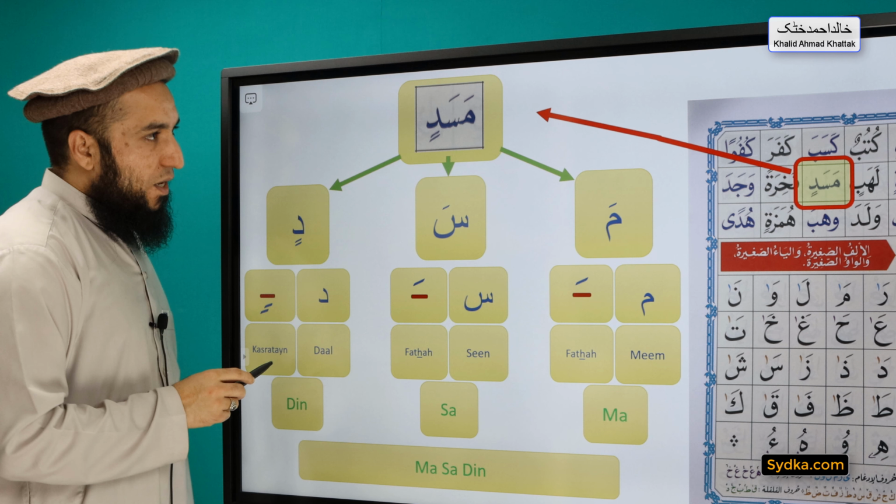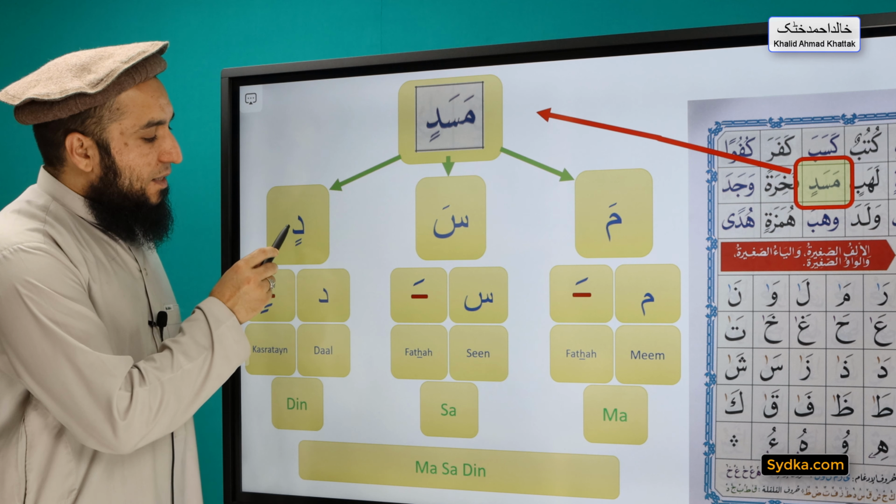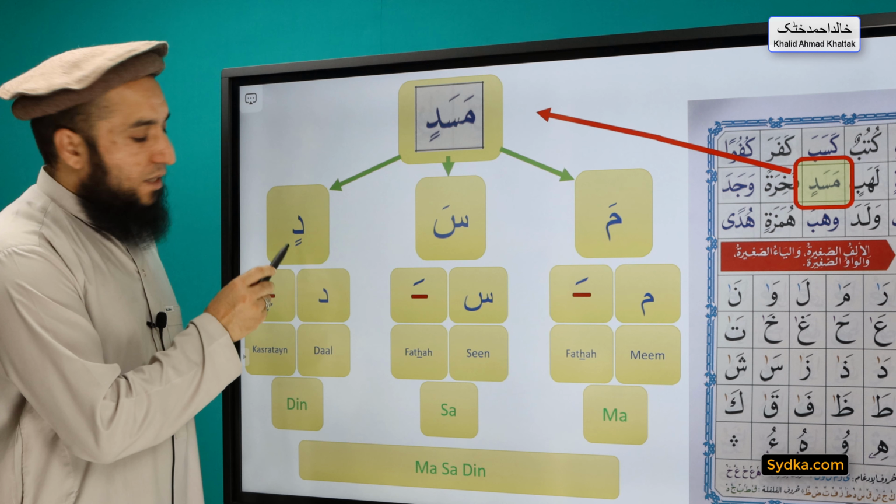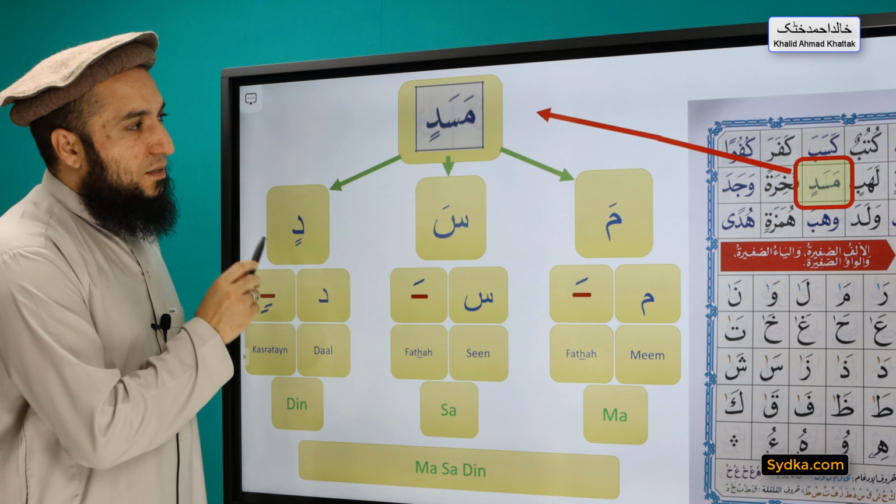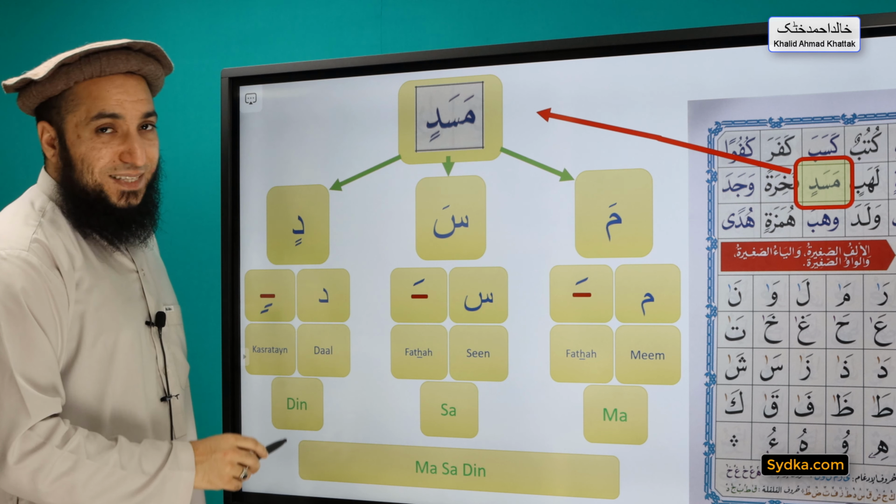The third syllable we have is dal kasratain din. Dal is not silent and it has kasratain, and dal is a light letter. Dal kasratain din. So now we connect these 3 syllables and we have masadin, masadin, masadin. So the next word we have is nakhiratan, and it has 4 syllables.